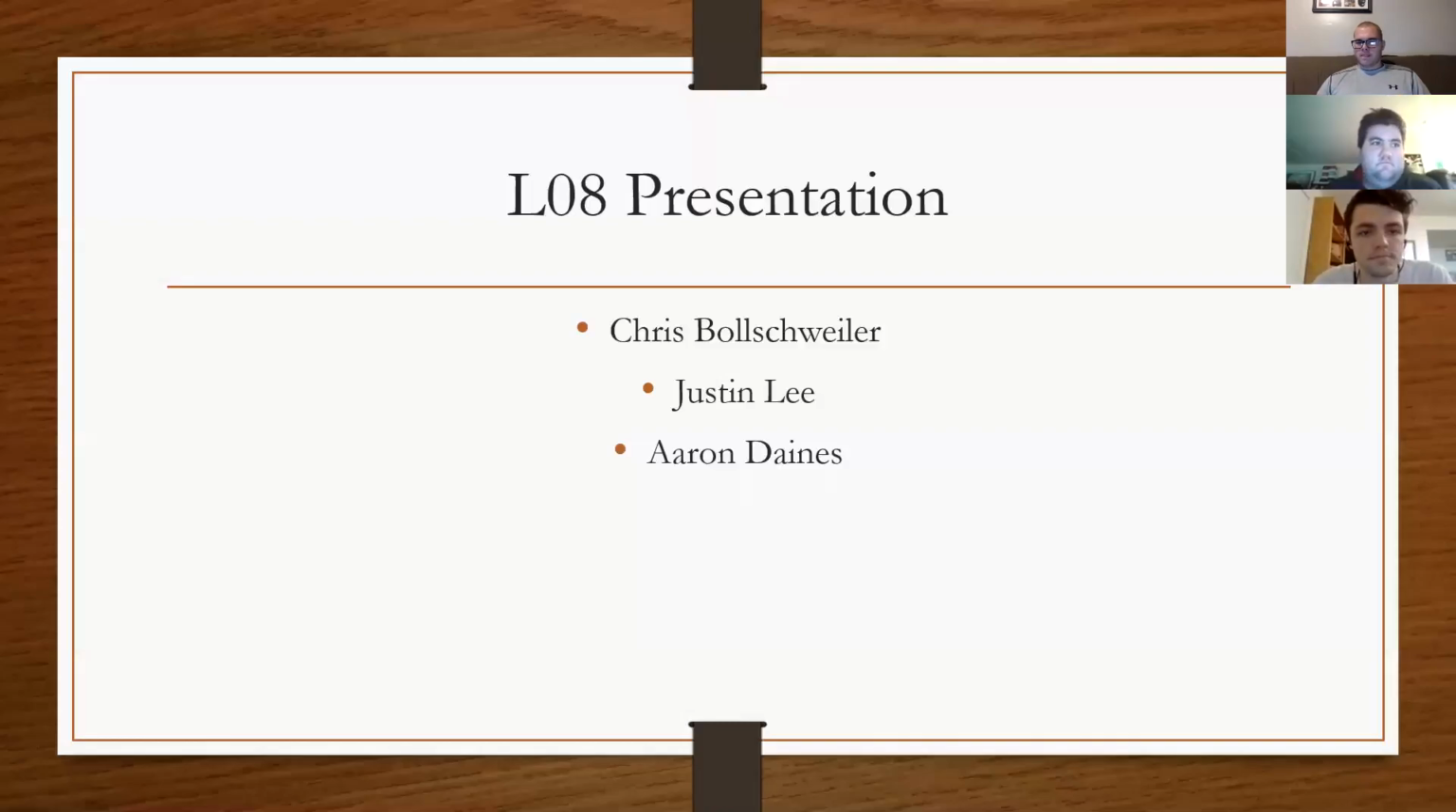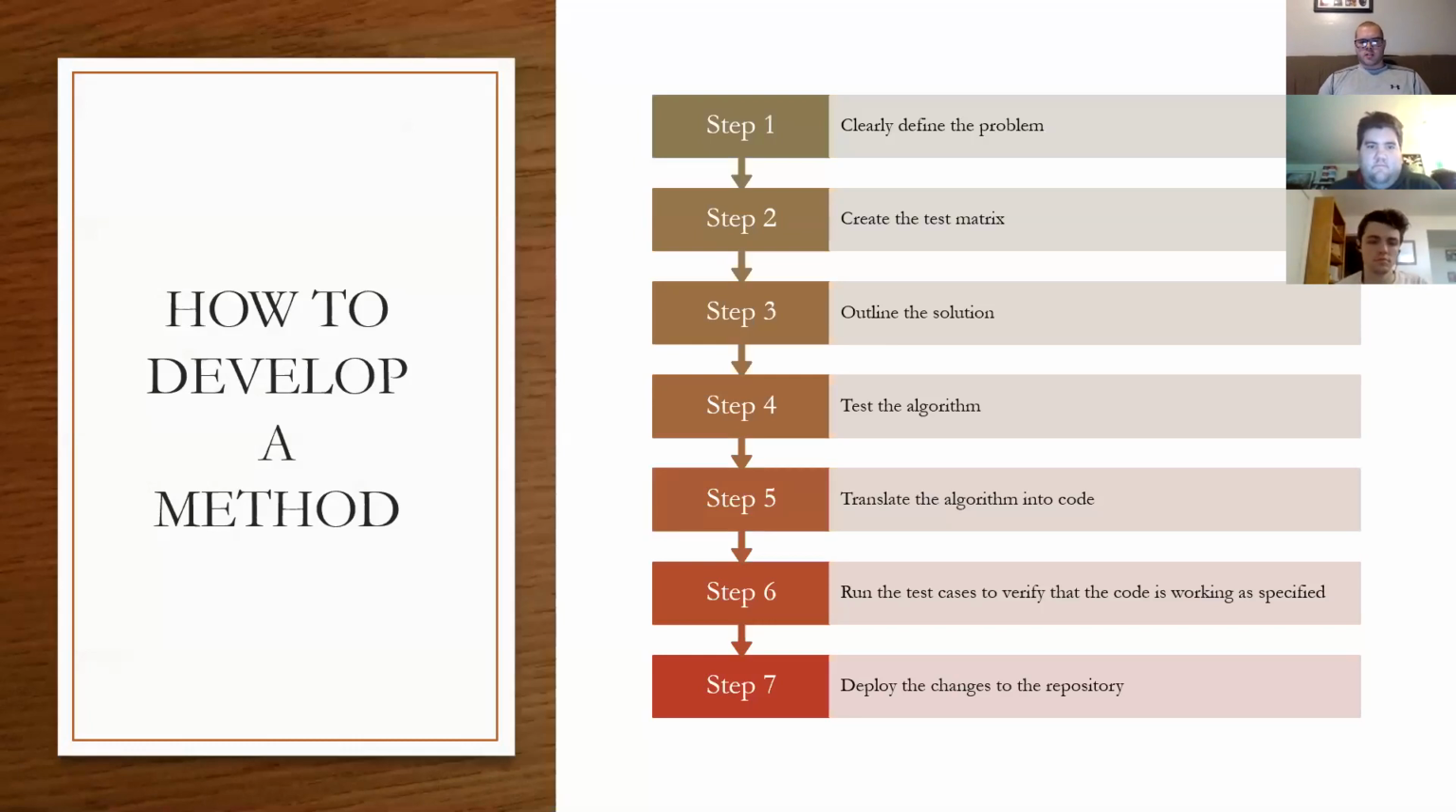All right, so this is our lesson 8 presentation of what we've learned so far in the class. Chris Bolschweiler, Justin Lee, and Aaron Daines are the group members. We first want to talk about how to develop a method and list the 7 steps.